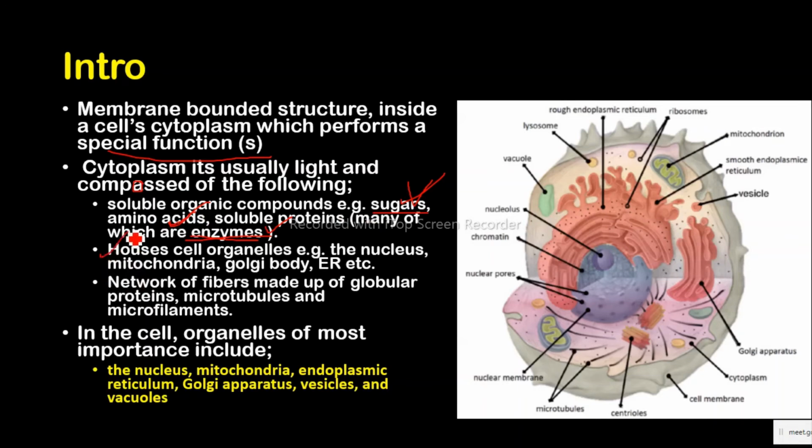Then it houses organelles, I mean the cytoplasm. It houses the organelles. Okay? And these organelles include the nucleus. Think about it. What does it do? What is its structure? And why should it be there? Okay? The mitochondria. What do they do? What are their structures? Okay? The Golgi apparatus or Golgi body, endoplasmic reticulum, etc.